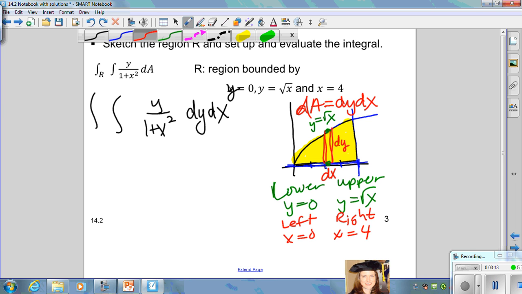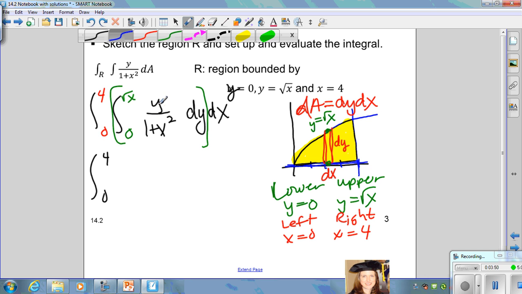The inside bounds for y go from 0 to the square root of x, and the outside bounds for x go from 0 to 4, of the expression y over 1 plus x squared. The order of the differentials is dy dx, because we drew a vertical rectangle. When we evaluate the inside integral, we're going to treat y as a variable and x as a constant.